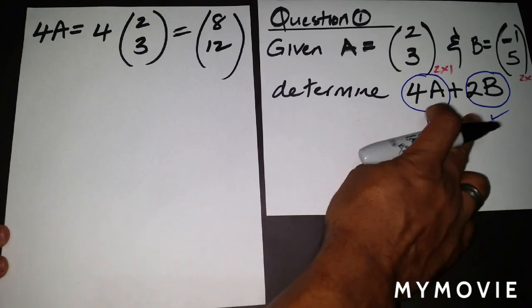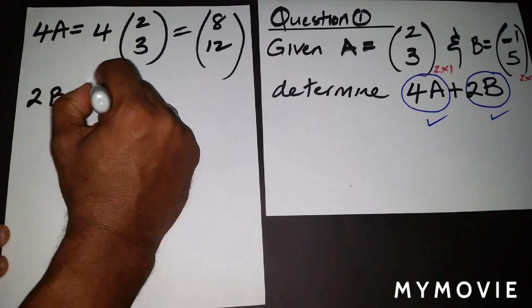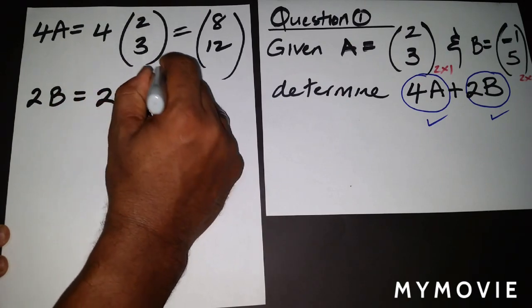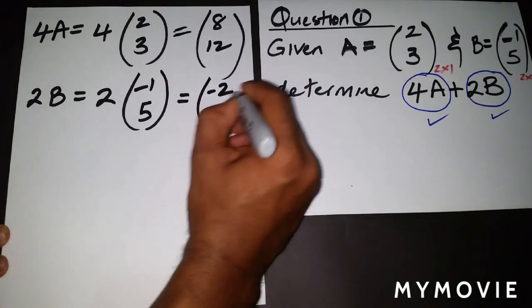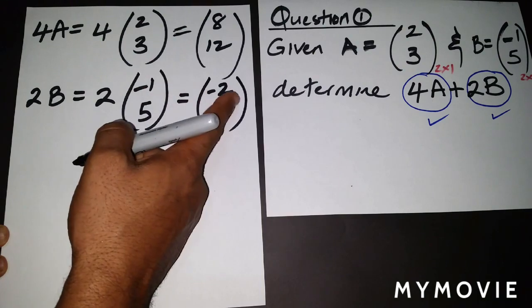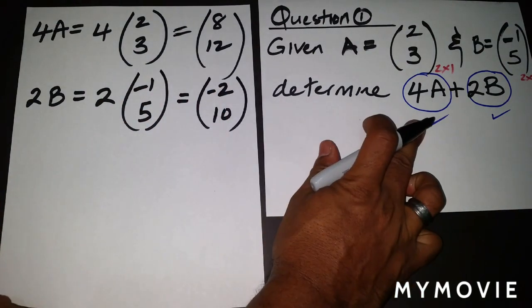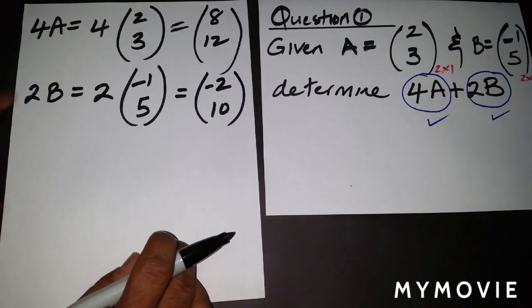The next thing I need to find is 2B. So I'm going to go ahead and find 2B there. So I'm multiplying matrix B by 2, minus 1 and 5, and that should give us minus 2 and 10. Because 2 times minus 1 is minus 2, and 2 times 5 is 10. Now, seeing that I found this piece and that piece, all I need to do now is the addition.